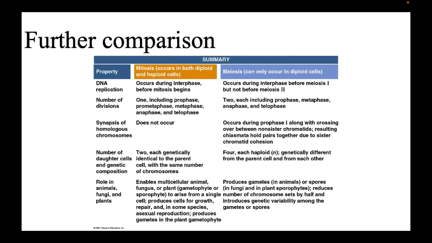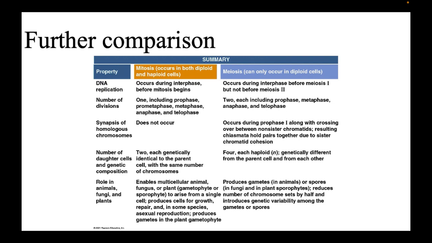In meiosis, only during the first half. Meiosis 1, we'll get that to happen. Meiosis 2 shouldn't be happening. In terms of the outcomes, mitosis should make two identical cells. Meiosis, you're going to make four haploids, and they should all be unique. They shouldn't match each other, and they shouldn't match you, the parent.